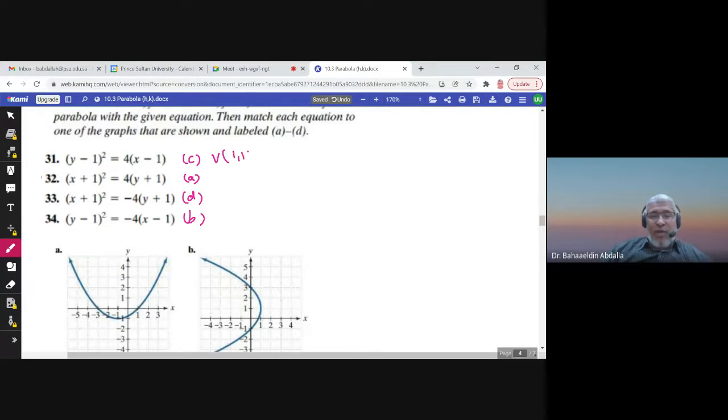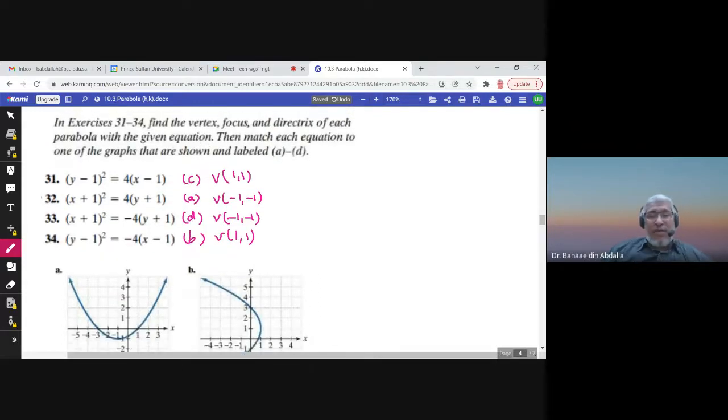Well, the vertex here is h and k, x minus h. So 1, 1. The vertex here is -1, x minus h, -1, -1. The vertex here is x plus 1, -1, -1. And the vertex here is x minus h first, 1, 1. What else? Focus and directrix. Let us find P. P here is 1, and P here is 1, and P here is -1, and P here is -1.